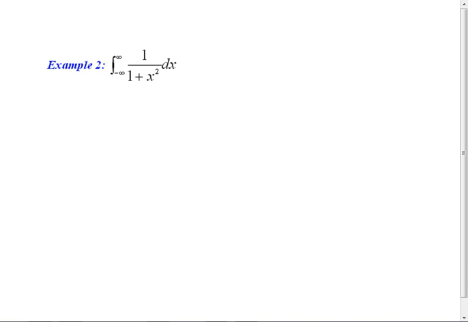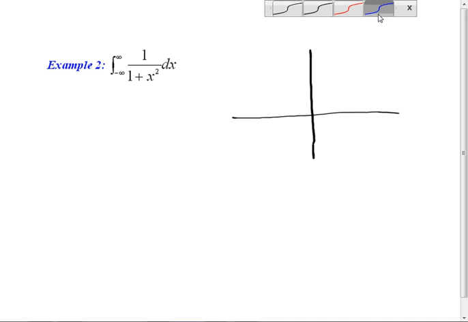Should we try that one? This one is a problem on both sides. And I know what this looks like without doing any calculator work. I'm going to draw the picture. It's symmetrical. When x is 0, it's going to be at 0. When x gets really big, what's this going to do? Yeah, it's going to go to 0. So it looks like this. It's an even function.